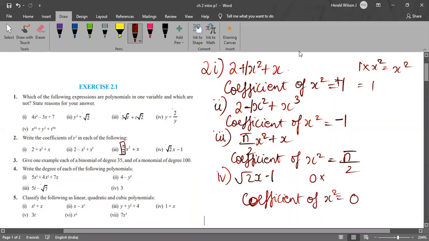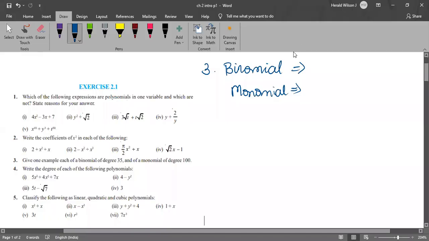Why? Because 0 into x squared, anything multiplied with 0 is what? 0. And if you add 0 also, it's not going to make any difference here. So we will say the coefficient of x squared is equal to 0. Okay, so this is the second question. Let's move on now to the third question.